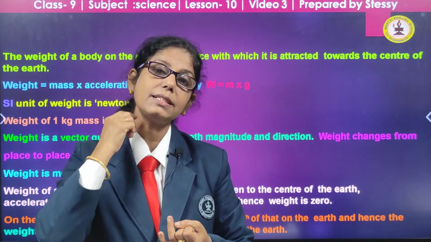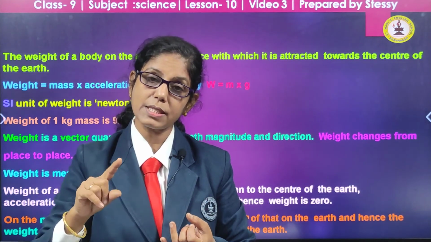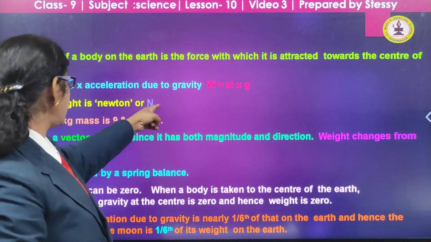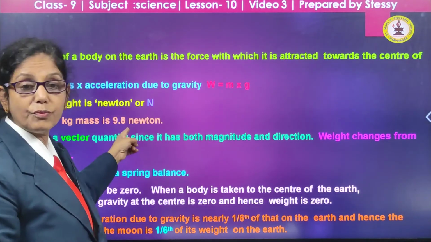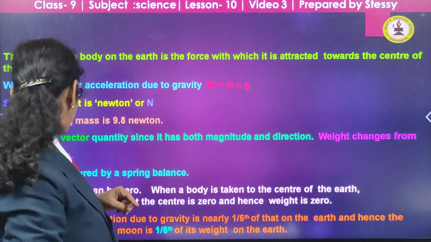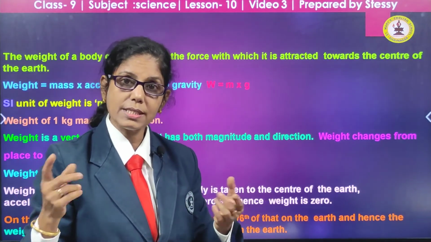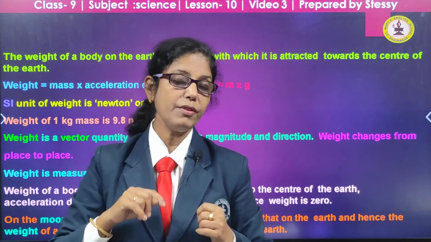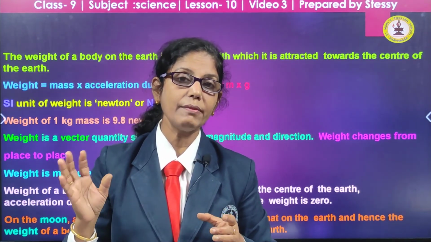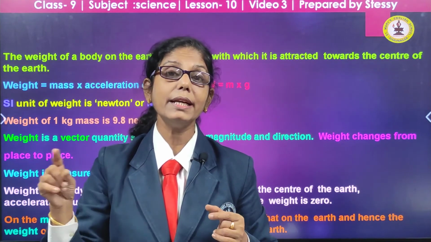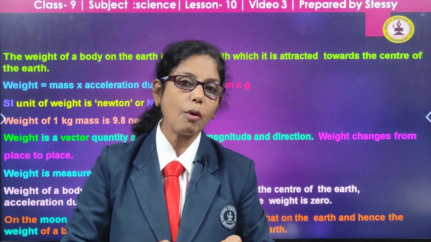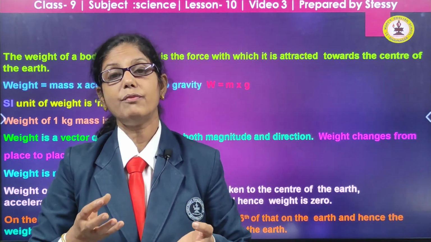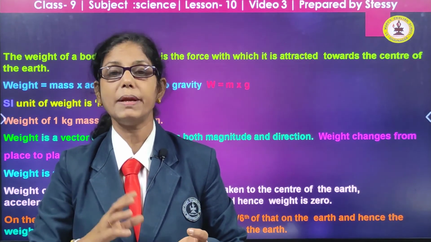If we represent weight by W, W is equal to mass into acceleration due to gravity. So W equals mg, its unit is Newton, and we multiply mass by 9.8. Weight is a force, so it is a vector quantity, and the weight of a body changes from place to place. In the previous video you saw that the acceleration due to gravity at a place depends upon the radius of the earth. Therefore, at the equator and the poles the acceleration due to gravity varies. In the same way, the weight of the body also varies from place to place.